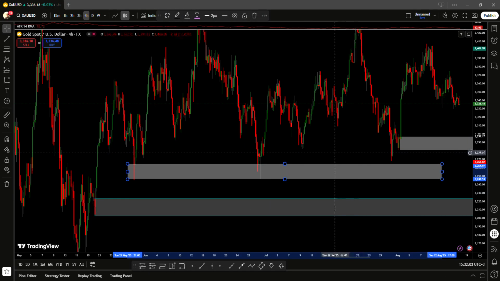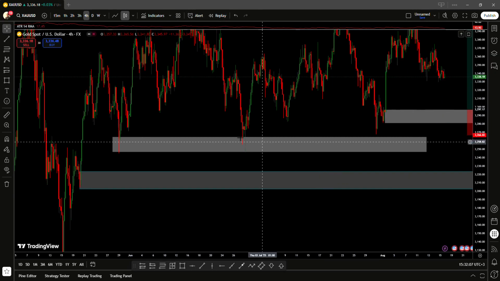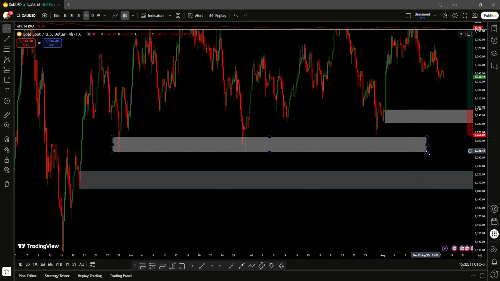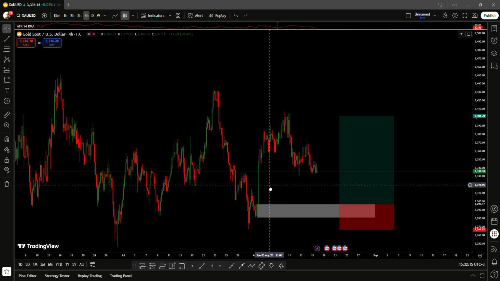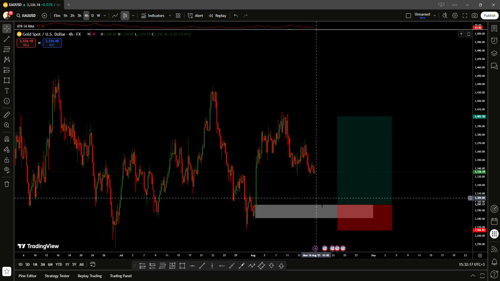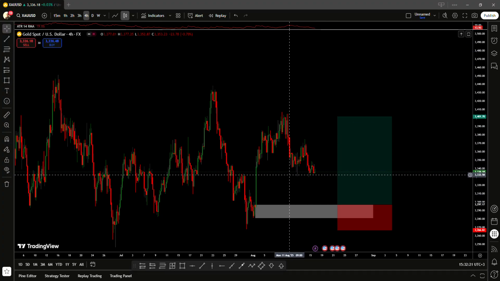So we would expect at some point price will come and pass through here, sweep all this liquidity, react from this zone and go to the upside. However, the setup we have is this one here. So we expect price to react here and go up. This is a setup that you should look out for going into the next week.